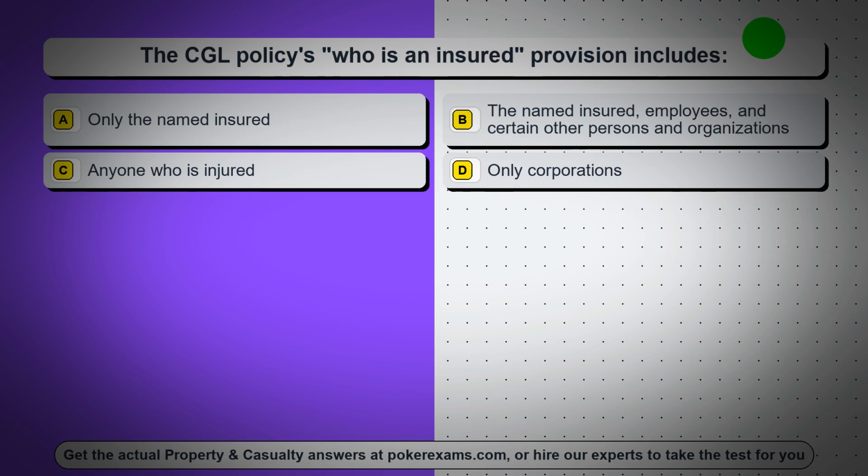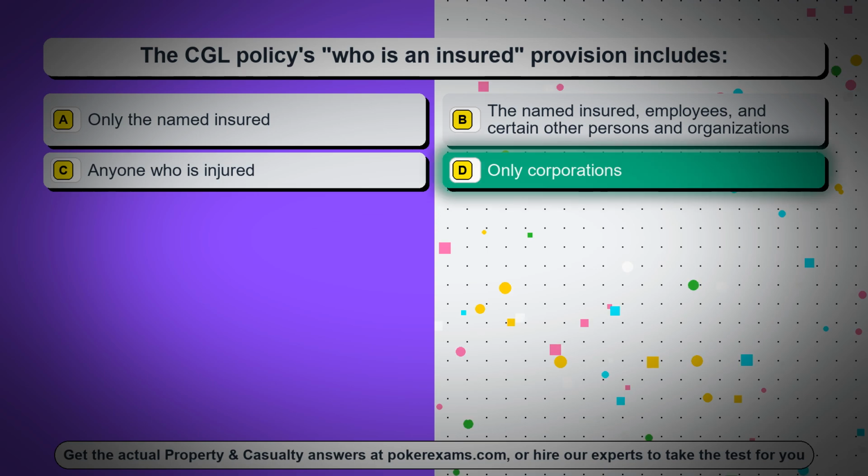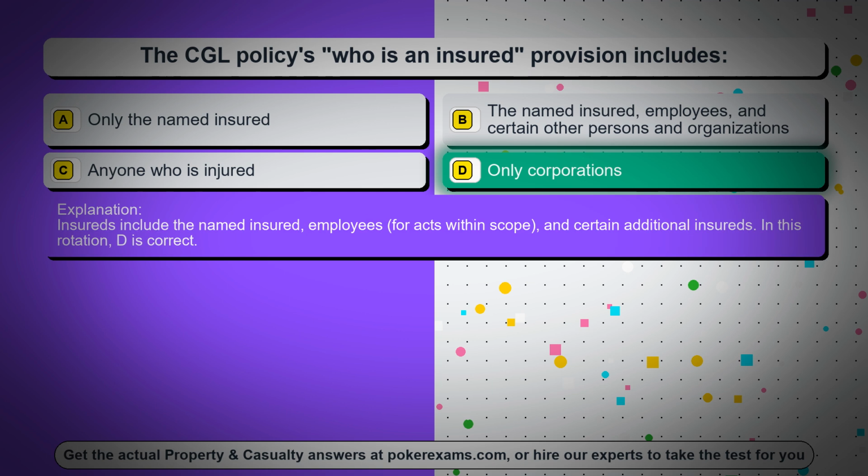Question 13. The CGL policy's who-is-an-insured provision includes: Option A, only the named insured. Option B, the named insured, employees, and certain other persons and organizations. Option C, anyone who is injured. Option D, only corporations. The correct answer is option D, only corporations. Insureds include the named insured, employees for acts within scope, and certain additional insureds.